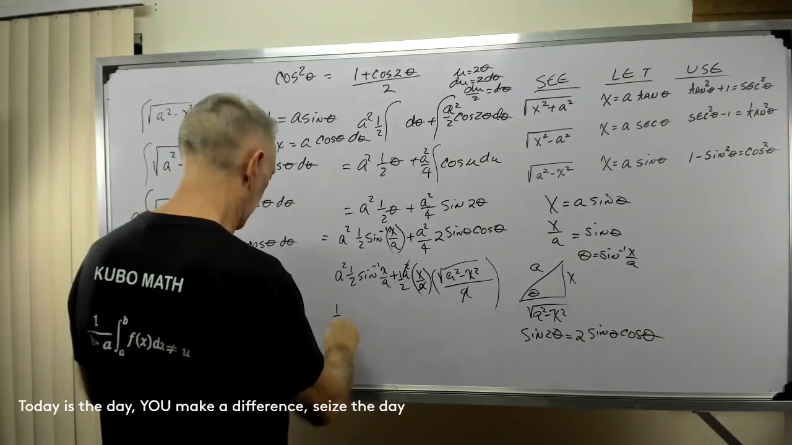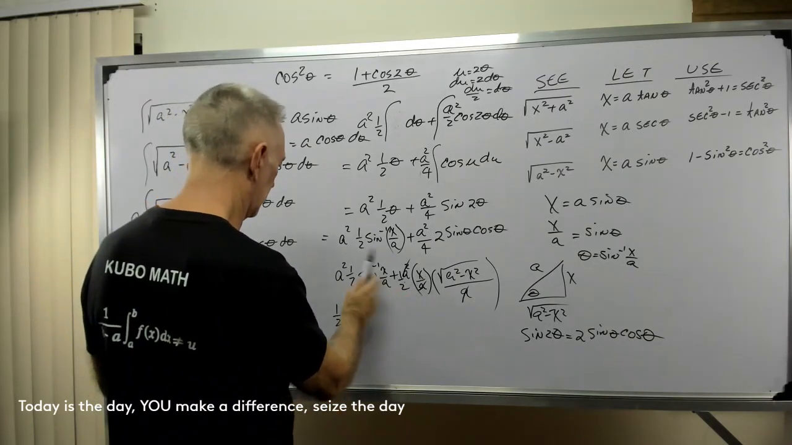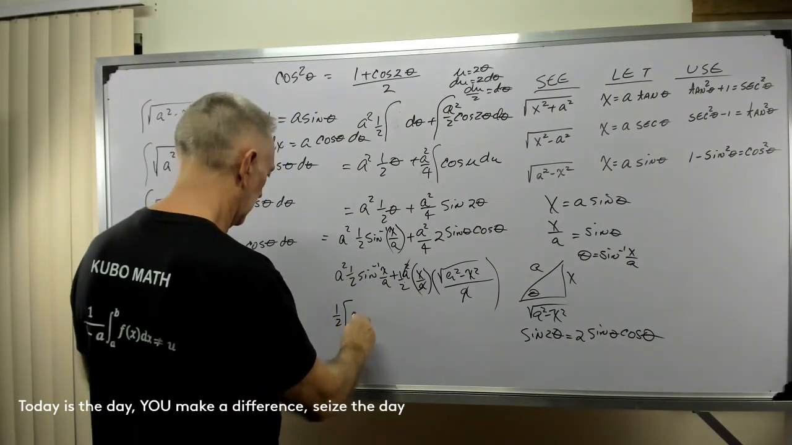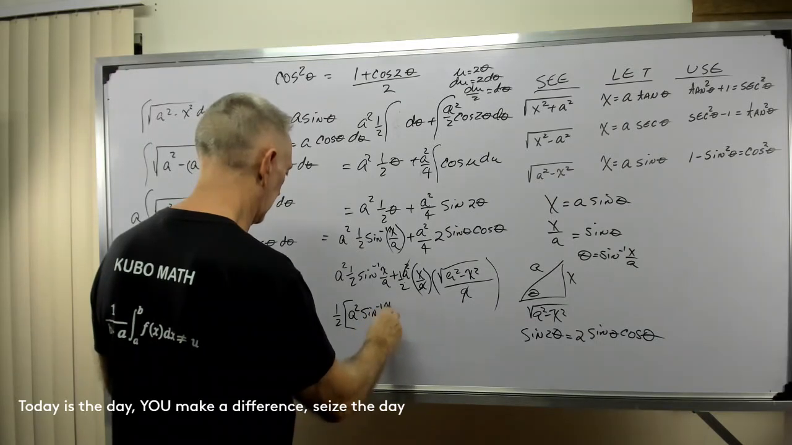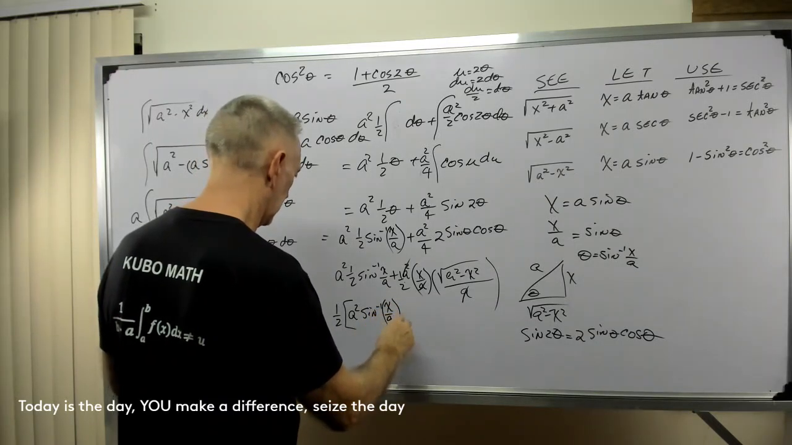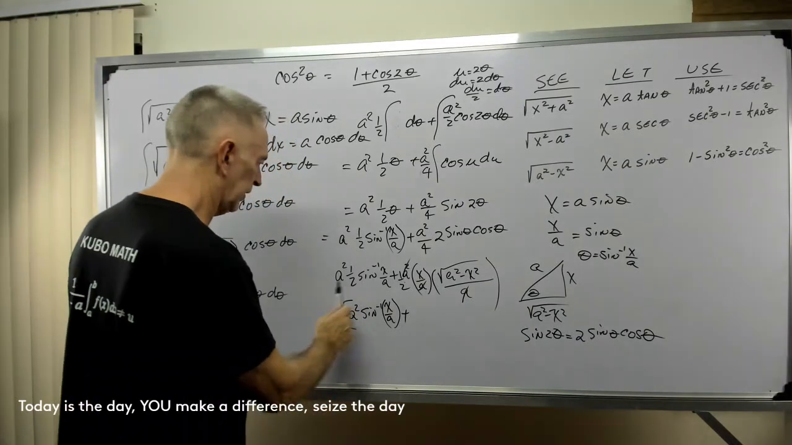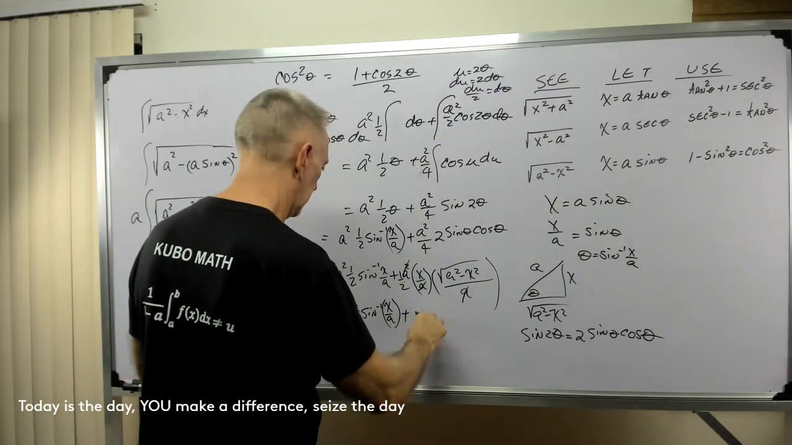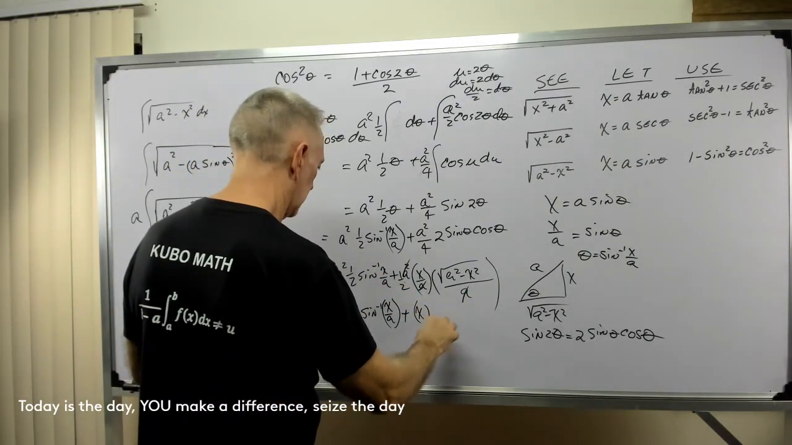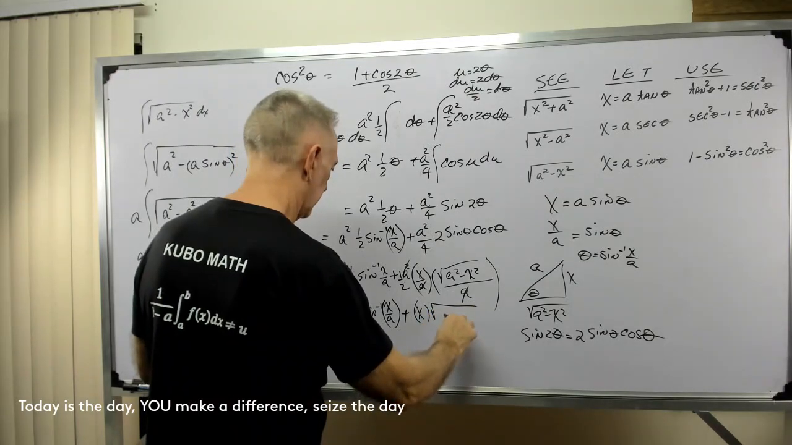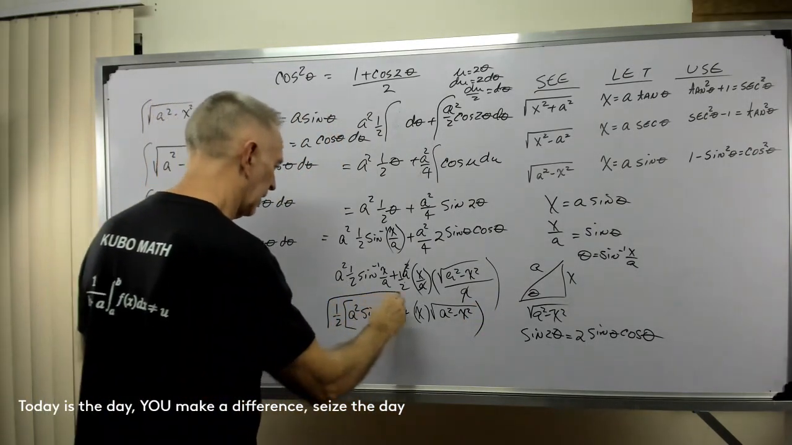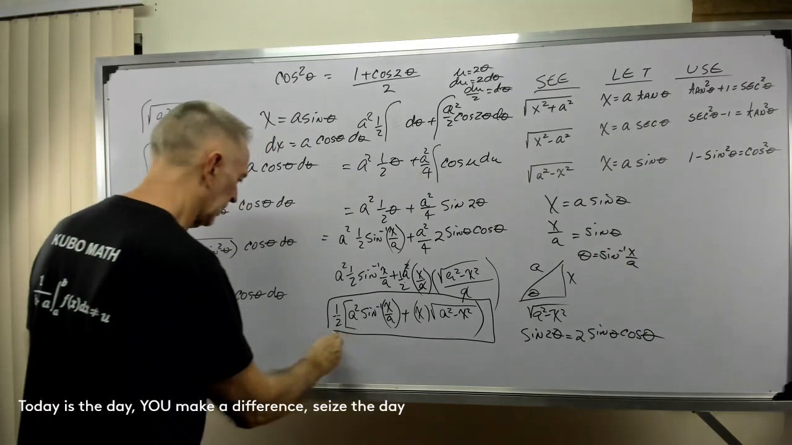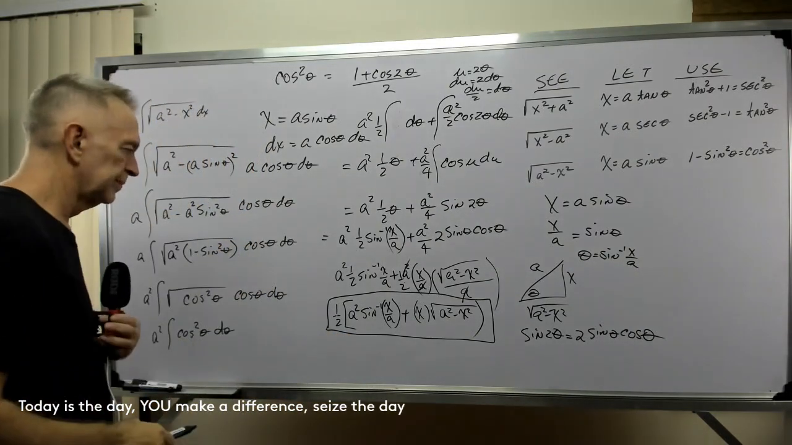Now I'm going to pull the 1/2 out, bring the 1/2 to the front. I've got a squared times sine inverse x over a plus, 1/2's out here, a squared just canceled, x times the square root of a squared minus x squared. And that, my friend, is that integral.